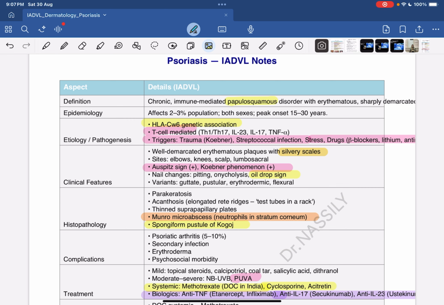What are the nail changes in psoriasis? It's pitting, onycholysis, oil drop sign, out of which oil drop sign is the most specific sign. The variants are guttate psoriasis, pustular psoriasis, erythrodermic psoriasis, and flexural psoriasis.